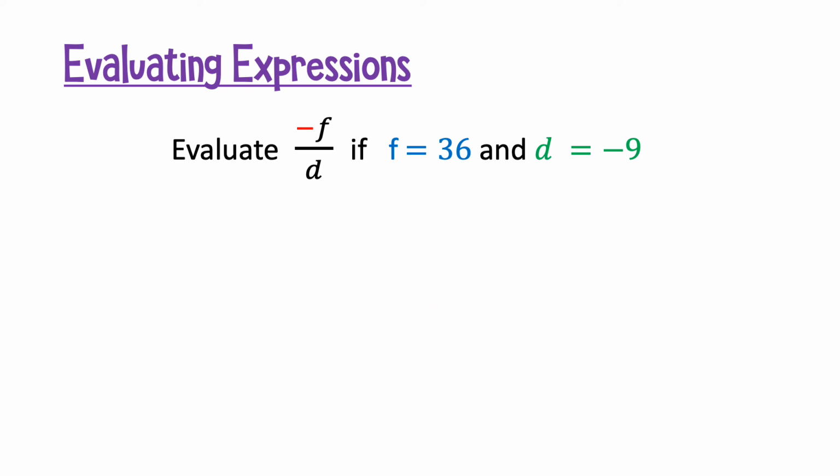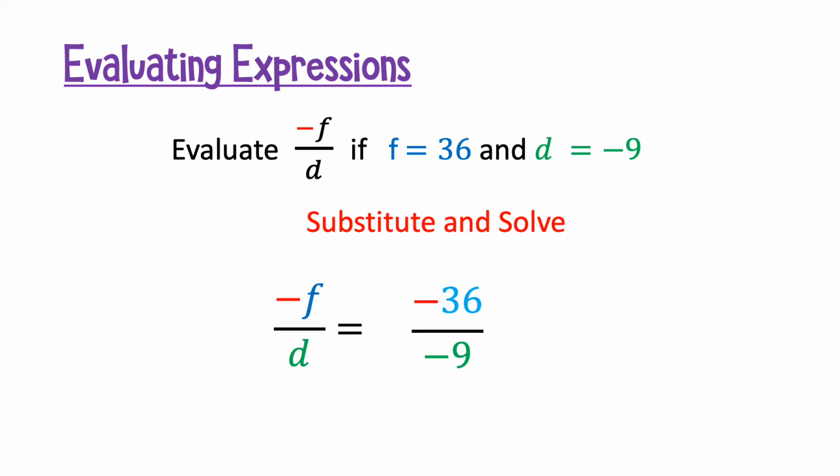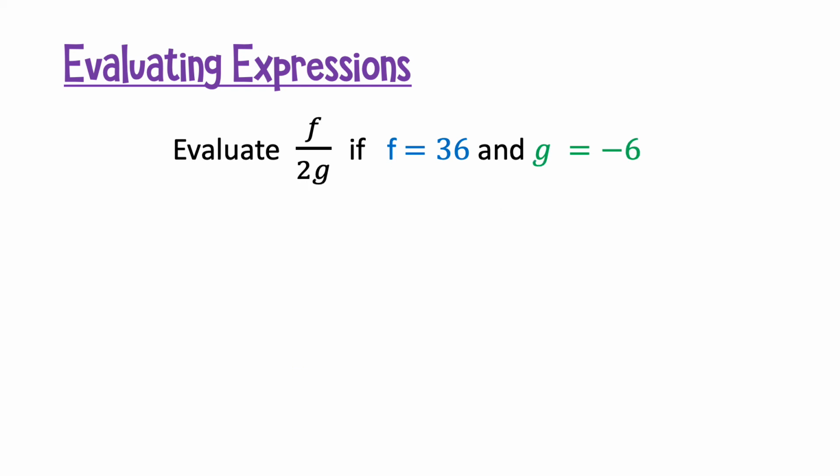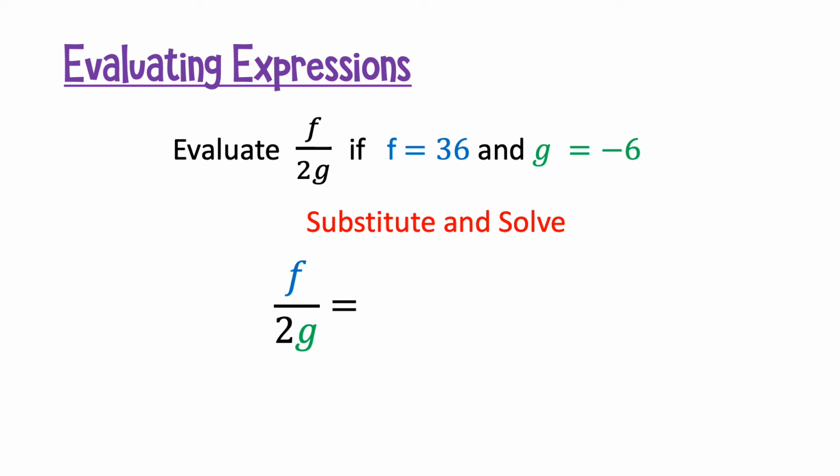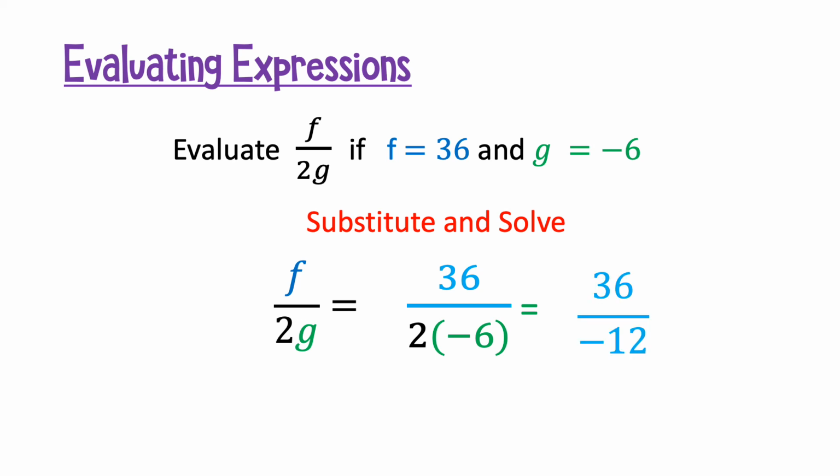Here's another last example. If we evaluate negative f over d. If f is 36, we substitute and get negative 36 divided by negative 9. Negative divided by negative is a positive, and 36 divided by 9 is 4. F divided by 2g, we put the f on top, substitute, and then put the 2 times g times negative 6 on the bottom. 36 divided by negative 12 equals negative 3.